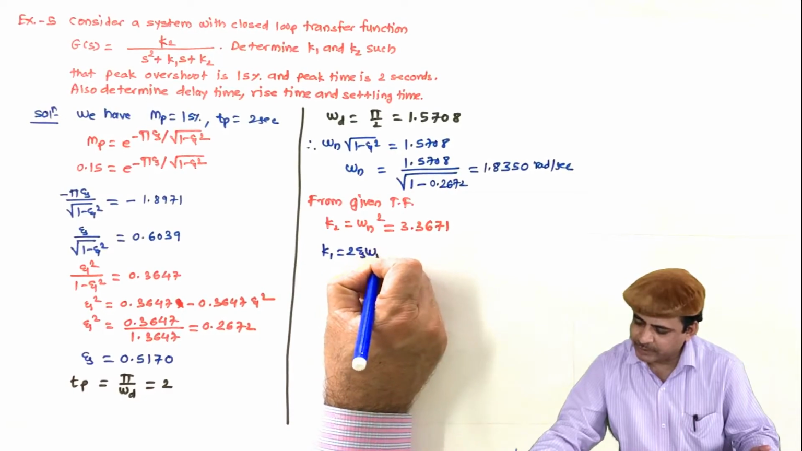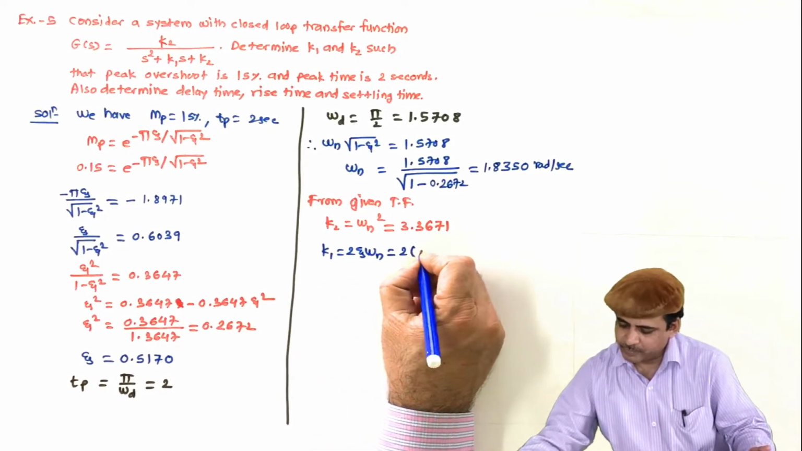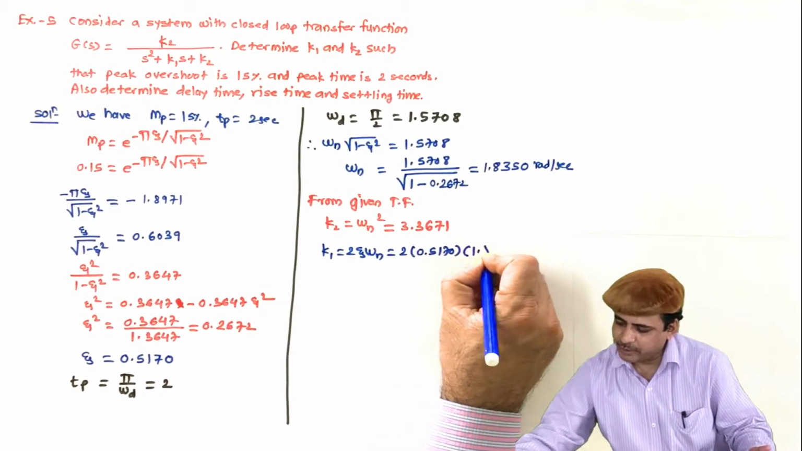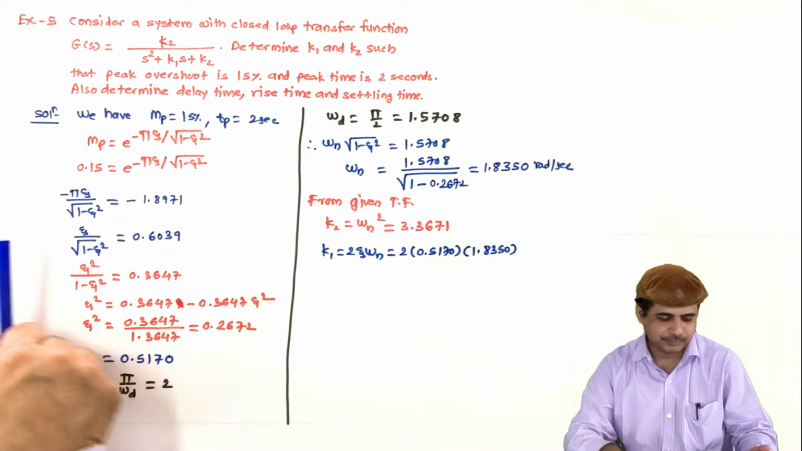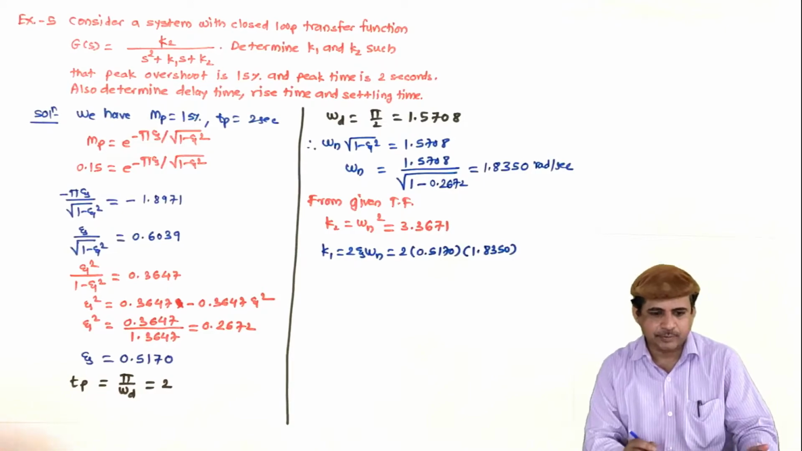And k1 is equal to 2 zeta omega n, that will be equal to 2 into 0.5170 into 1.8350. So 1.8350 into 0.517 into 2, that is 1.8974.